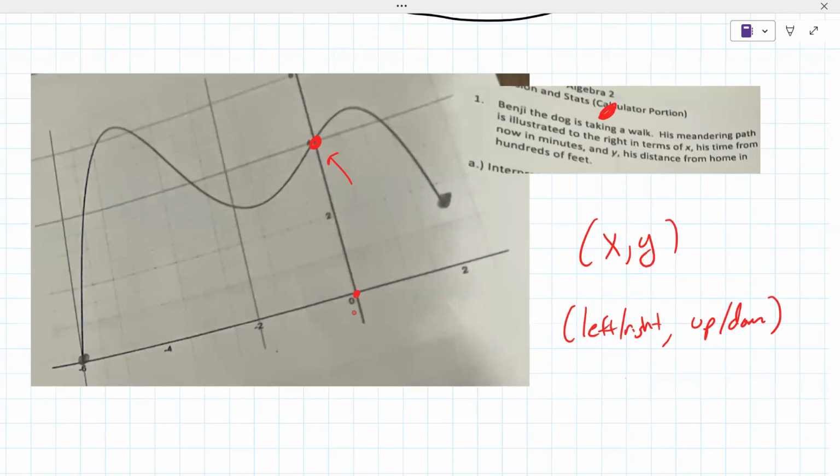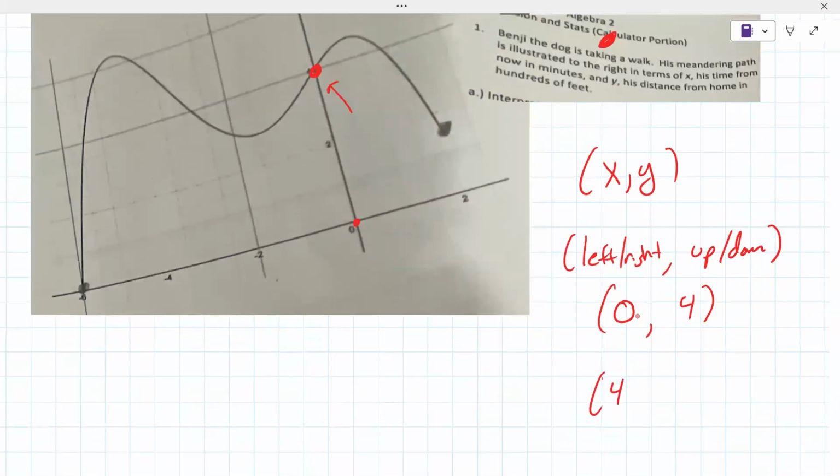I don't know. 0. How much up are you going? 4. Okay. Do you understand that this is not the same as 4-0? They're very different. This means to go right 4 and down 0. If you did this in a video game, it's the difference between going that way versus going that way, which could be very different.